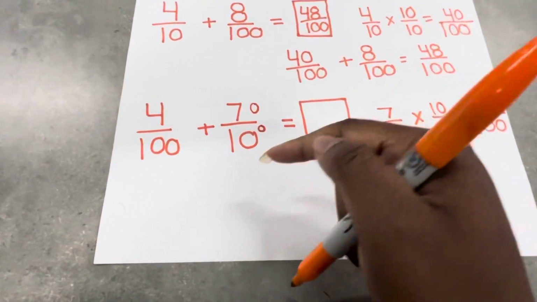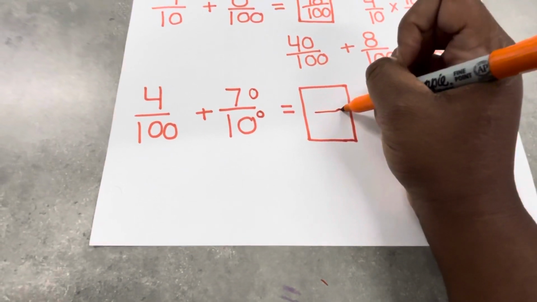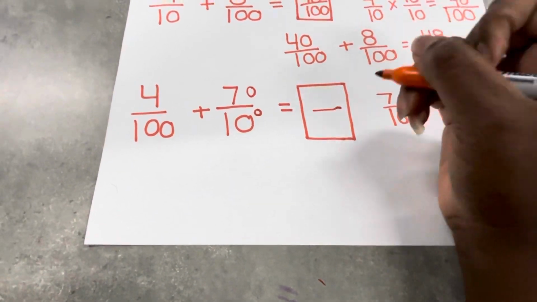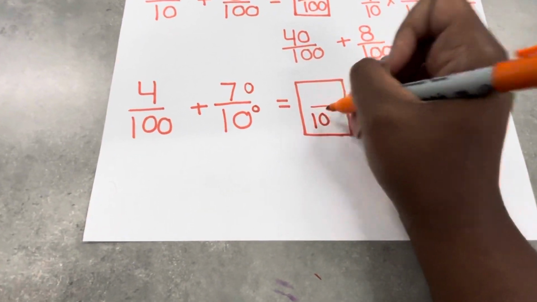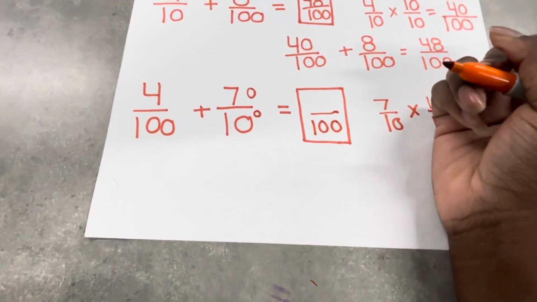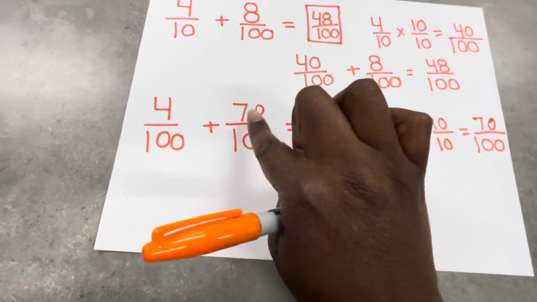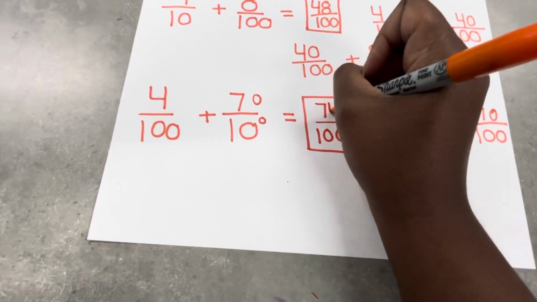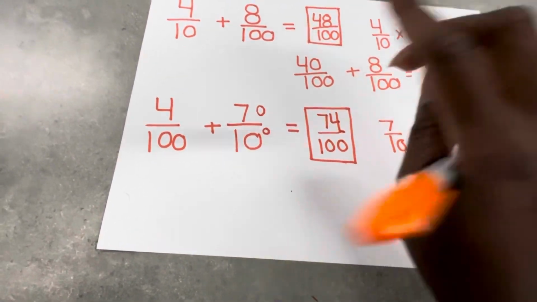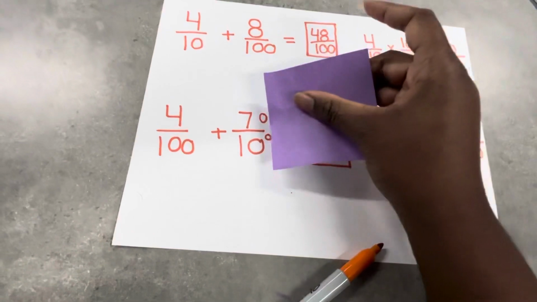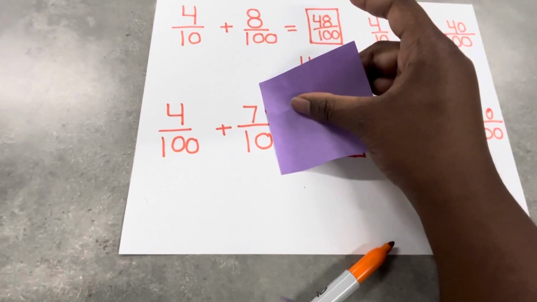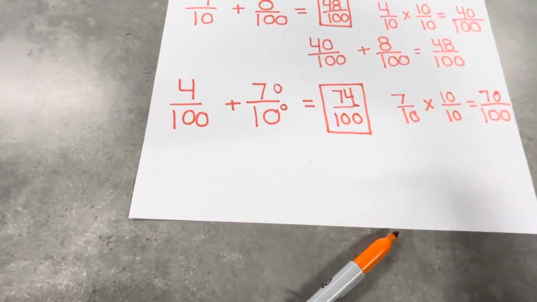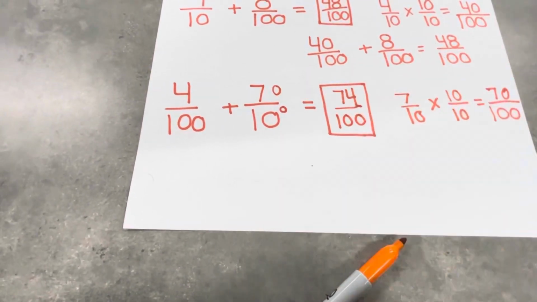So we're going to add them. Remember, we do not change our denominators because our whole does not change. So our whole still is made up of 100 parts. Now 4 plus 70 is 74. So looking at that original problem again, 4/100 plus 7/10 is equal to 74/100.